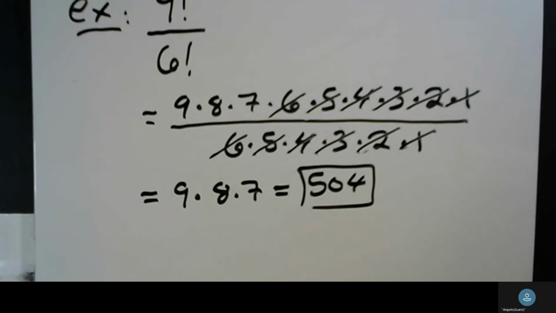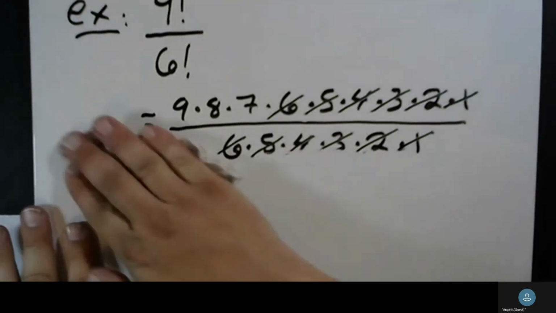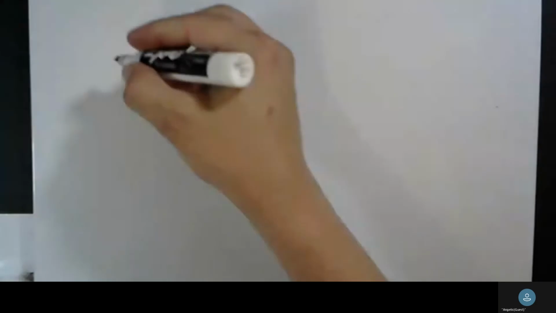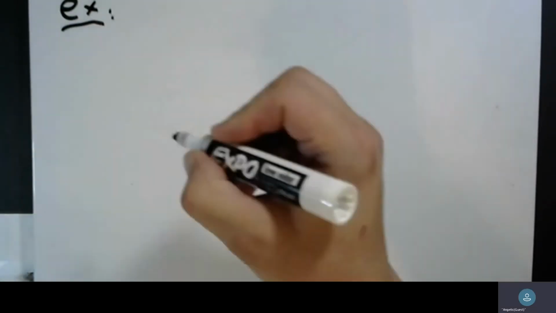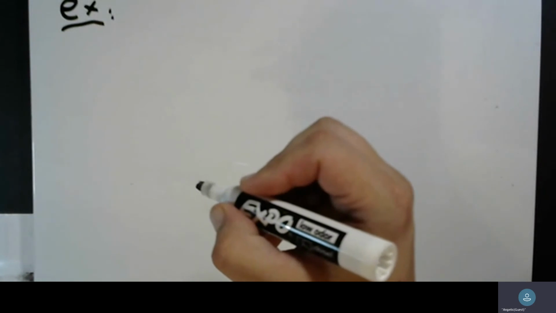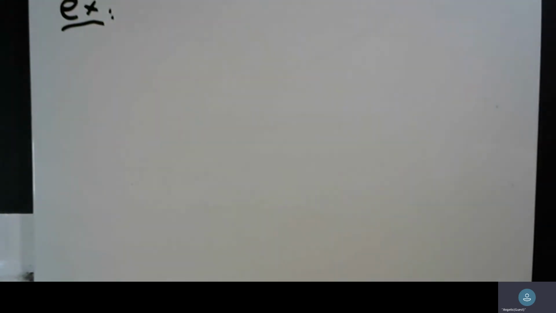So questions about that? Now we're going to be doing some things with these quite a bit. Well, let me show you another one. Another one that's going to be important is with parentheses. 9 times 8 times 7 is? Oh, 504. Okay.